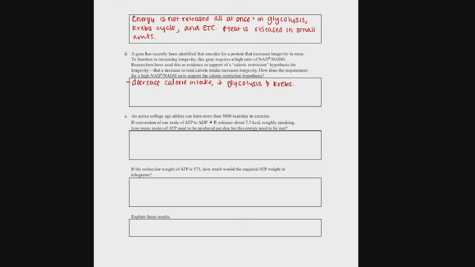So we can also say if there's a decrease in use of glycolysis and Krebs, there's an increase in NAD plus concentration. So therefore, the NAD plus to NADH ratio will increase.